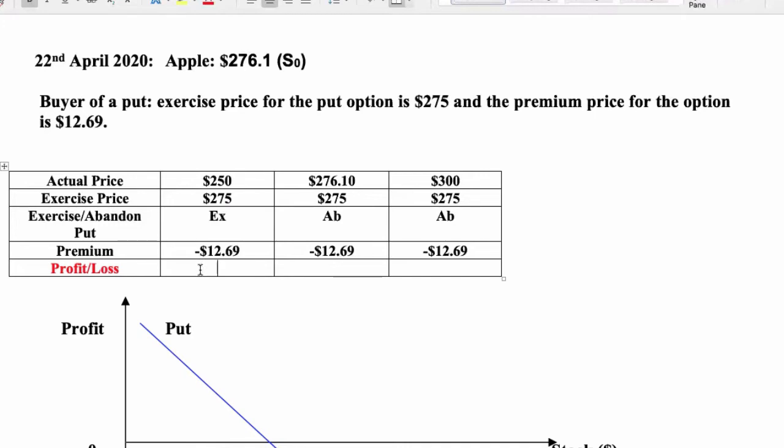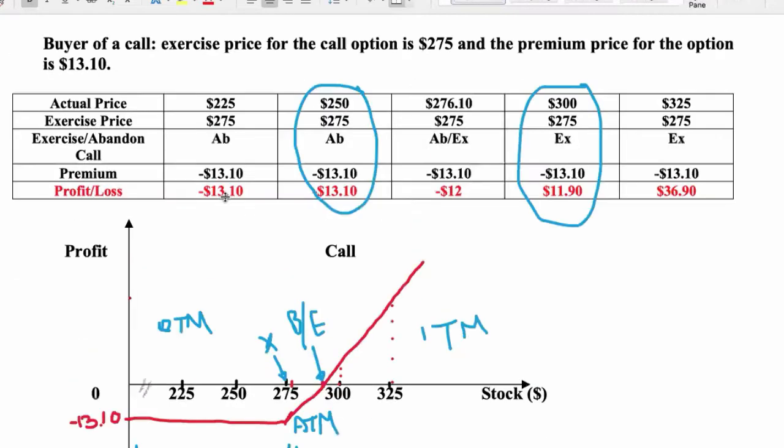Okay, so let's look at what happened here then. Wherever you see an exercise, let's go back to the call option where we saw the buyer of a call. Wherever we had the exercise, notice we took these away from each other, the stock from the strike. And wherever we had abandoned, we didn't take them away. We're just left with the premium. And it's going to be the same for the put. Wherever we see exercise, you're going to take away the actual from the strike. And wherever we see abandon, you don't take them away. We're just left with the premium.